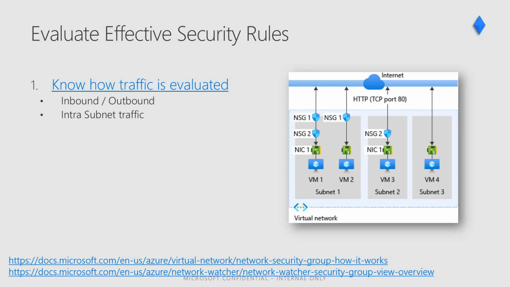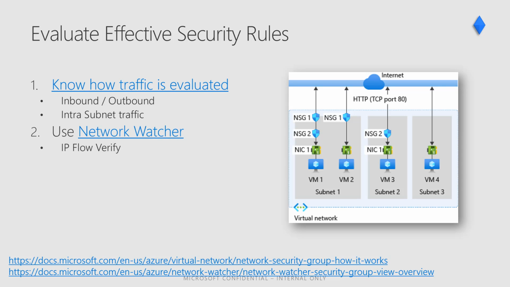You need to understand for the exam how traffic is evaluated. For inbound traffic, Azure processes the rules in a network security group associated to a subnet first, if there is one, and then the rules in a network security group associated to the network interface, if there is one. For outbound traffic, Azure processes the rules in a network security group associated to a network interface first, if there is one, and then the rules in a network security group associated to the subnet, if there is one of those.